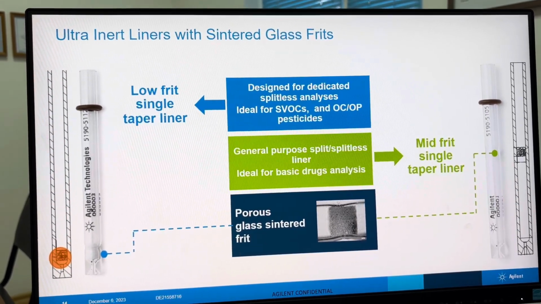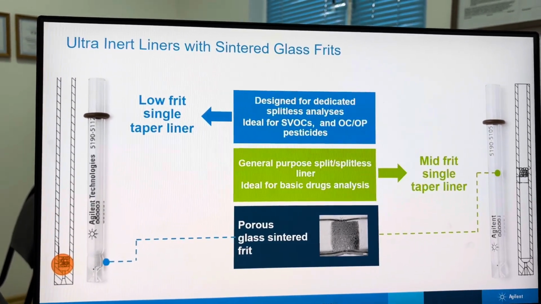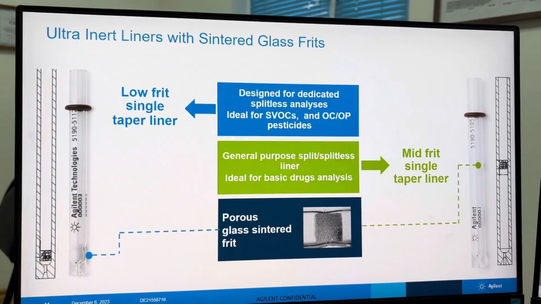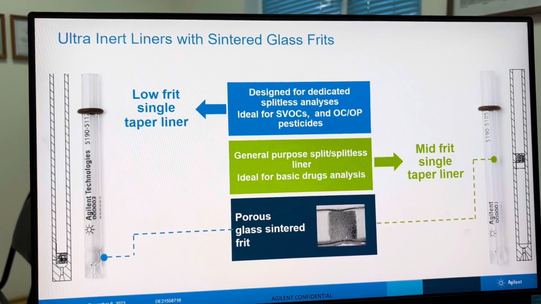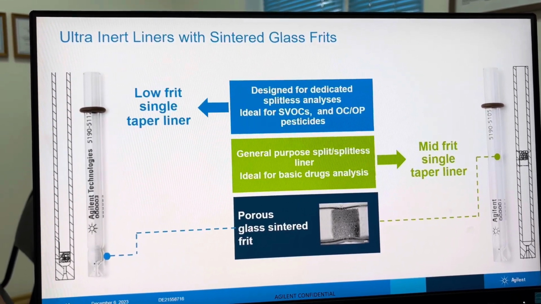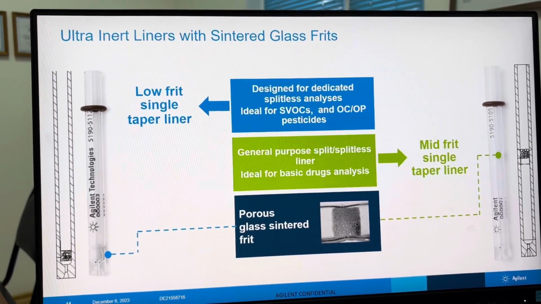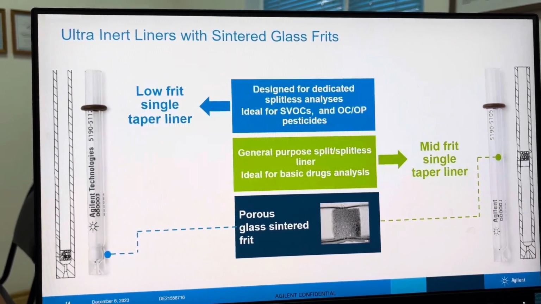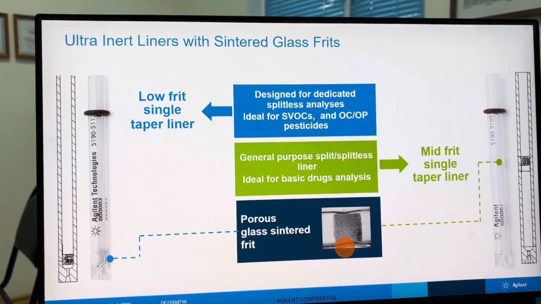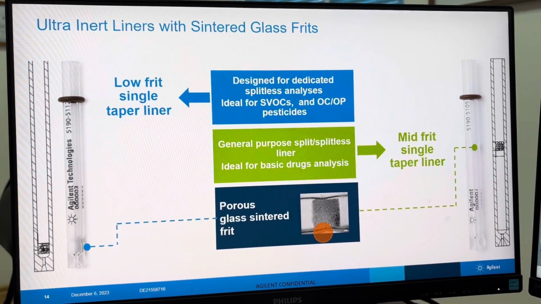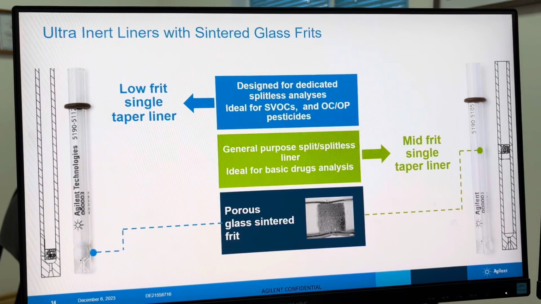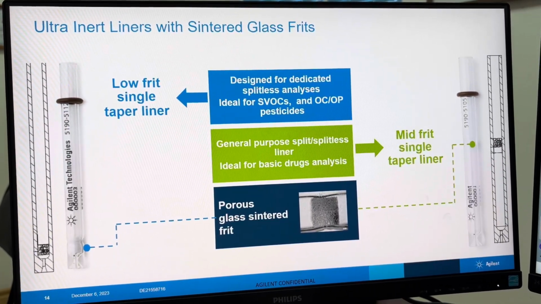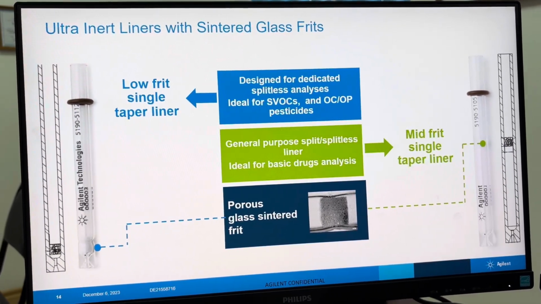And if you want the same liner, we have introduced a new liner recently, which is the porous glass sintered liner. So this can be used for both applications, both kinds of molecules, like VOC analysis or basic threads and all. So this is the new single liner for both the applications. You can utilize this.